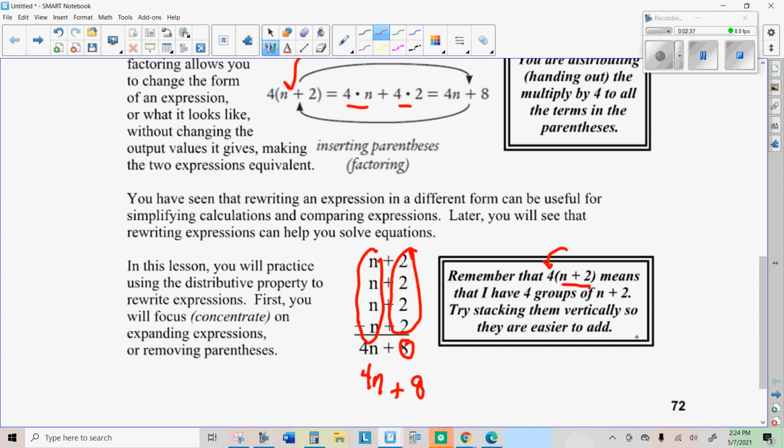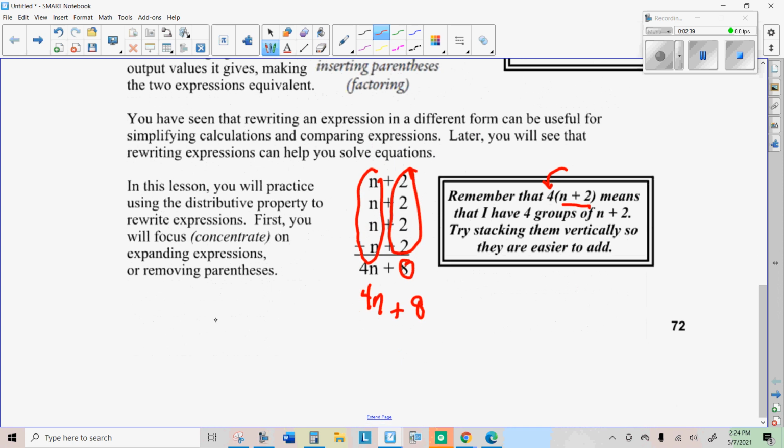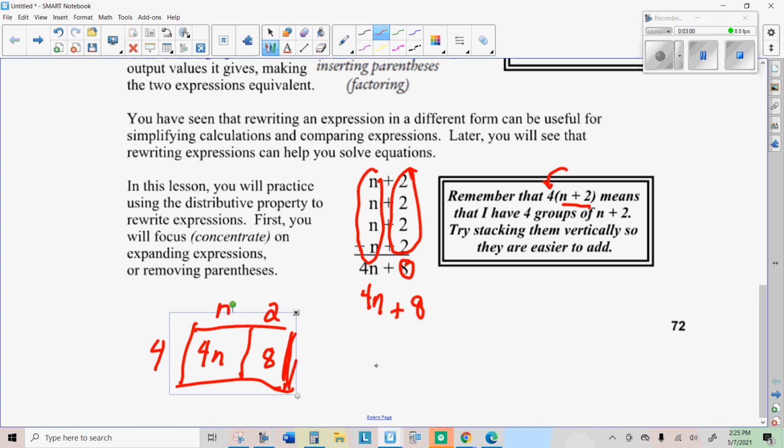Okay? Now the other way that I like to do it is just to put the number you're multiplying by, the 4, outside the little box, and then at the top of the box put the n and the 2, and then just do like a multiplication table. So you get 4n here, 4 times 2 is 8, and these two parts make your 4n plus 8, your expanded form. Okay?